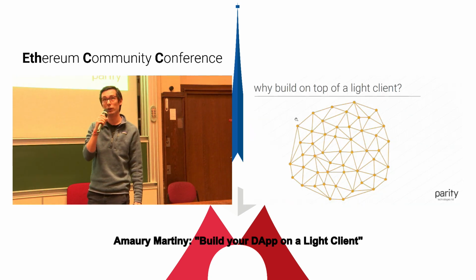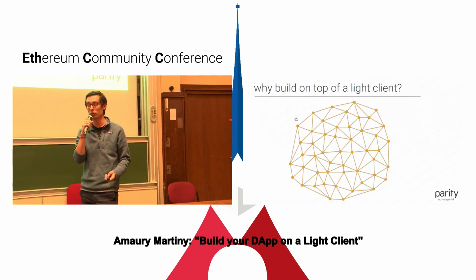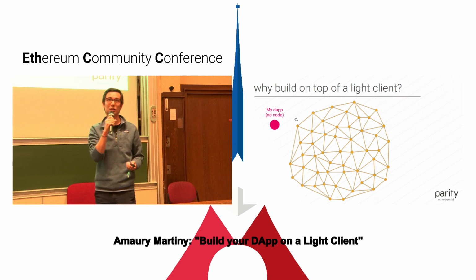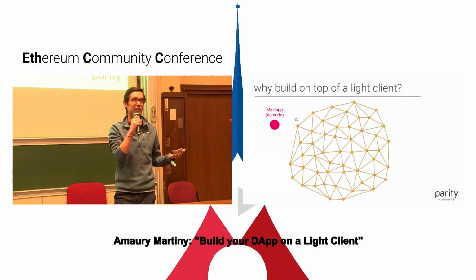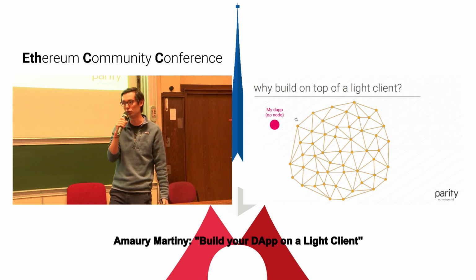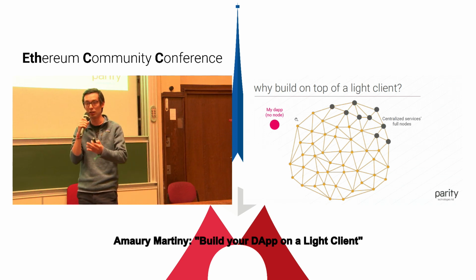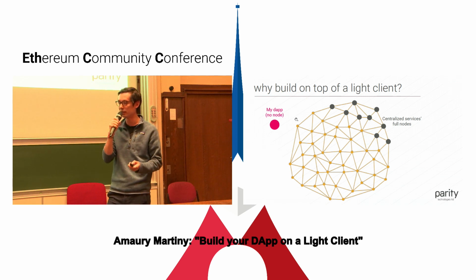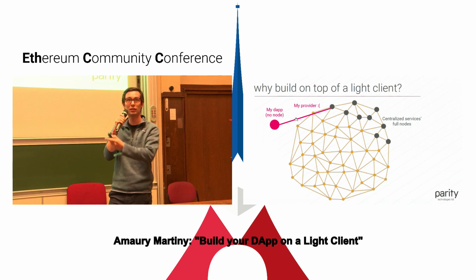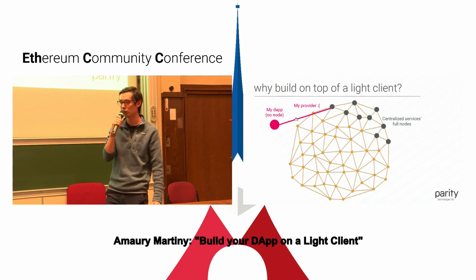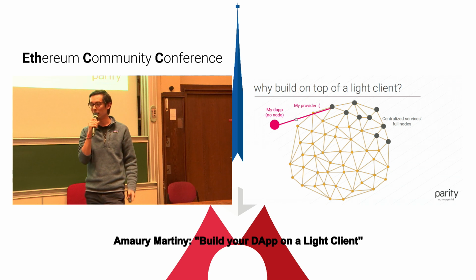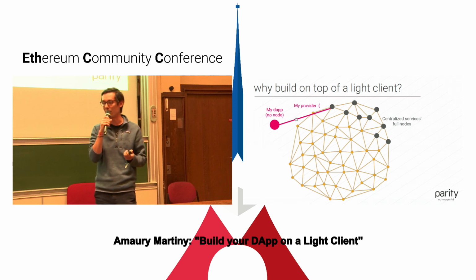So why should we build dApps on top of a light client? Let's say this is my dApp. Today, when you create a dApp, you don't think about the node. You just look at some centralized service, typically Infura or MetaMask, which also uses Infura on the backend. And you just tell your dApp to connect to that provider. The provider kind of controls your dApp in this case.